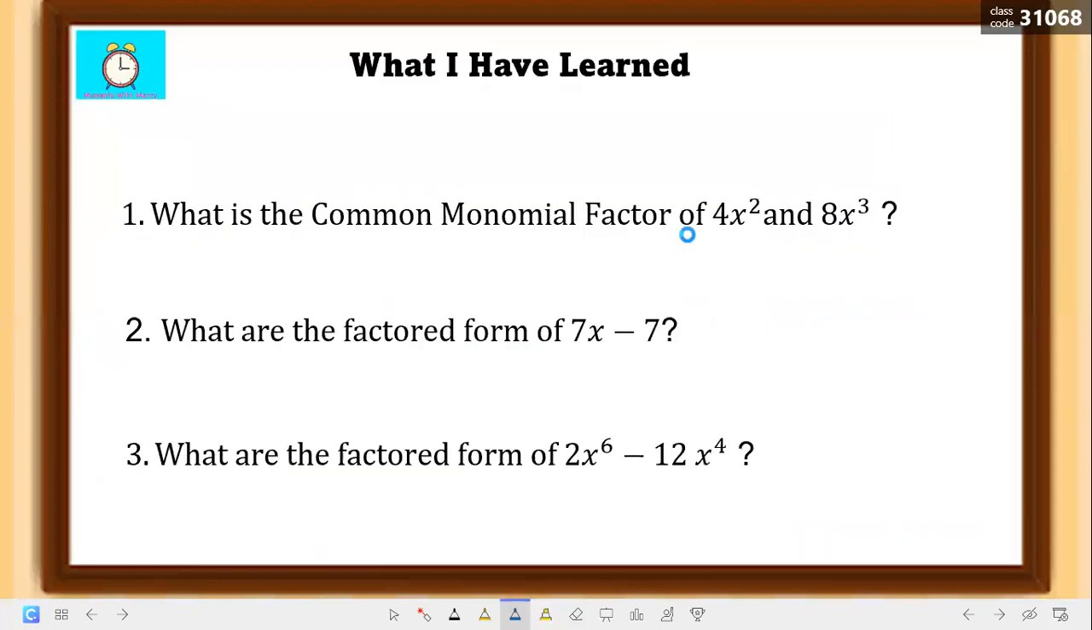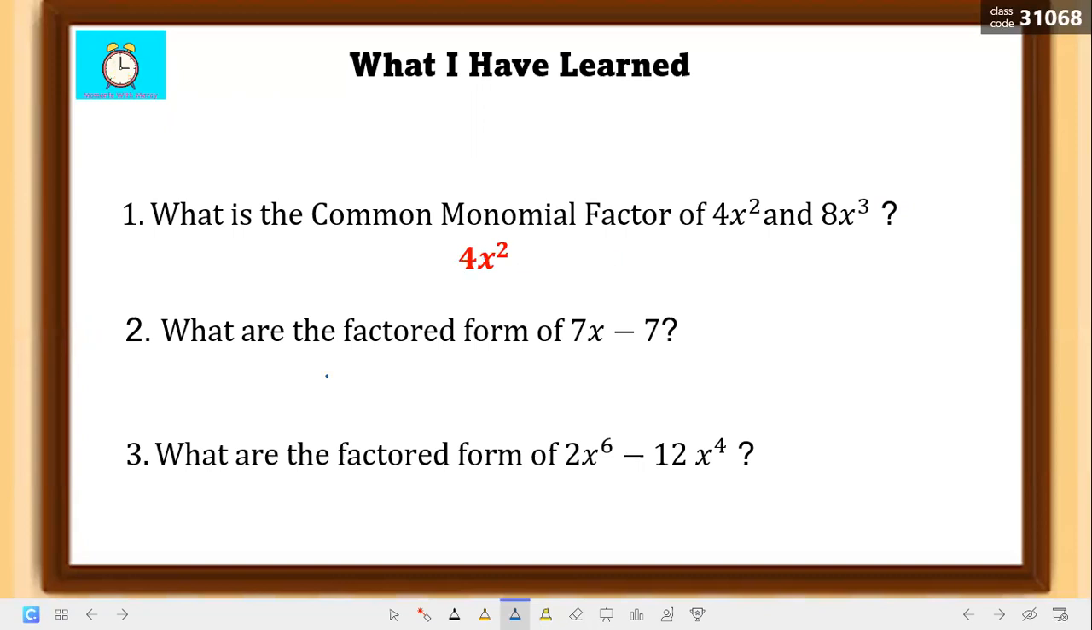Okay, dito na tayo. So what I have learned, sige nga, tingnan ko nga, yung iba, what is the common factor of the given 4x squared and 8x cubed? Raven. 4x squared po. Okay, very good. So madali siya, no? The method niya is 4, then least degree x squared.